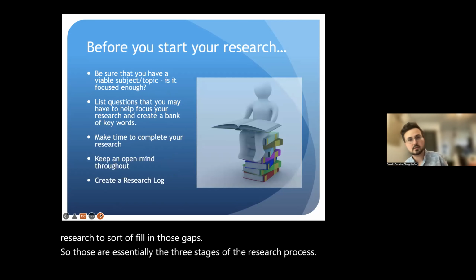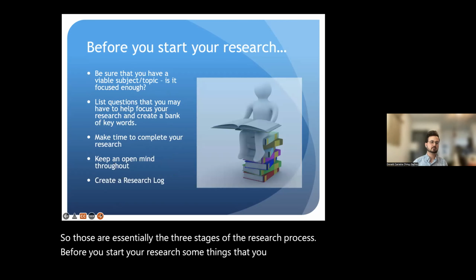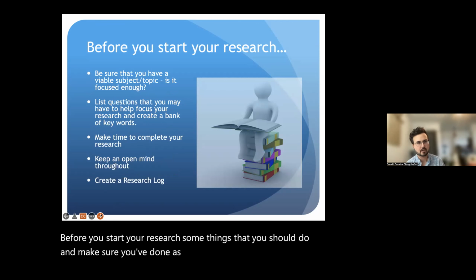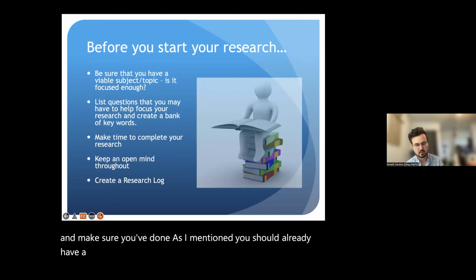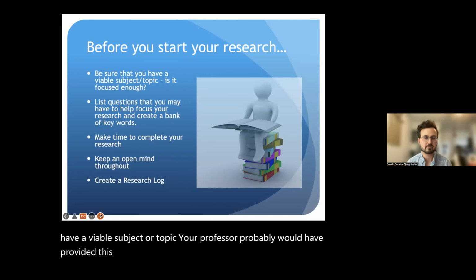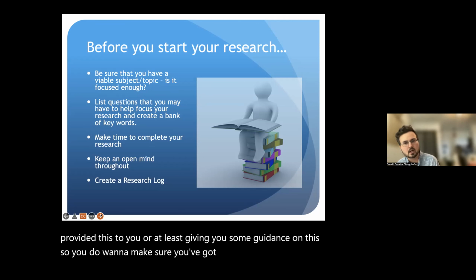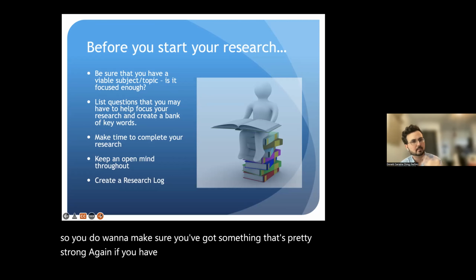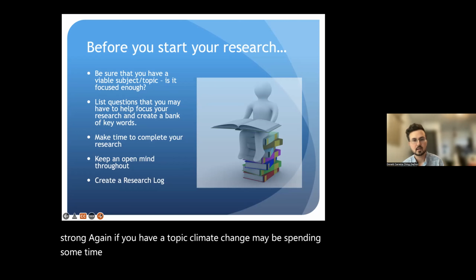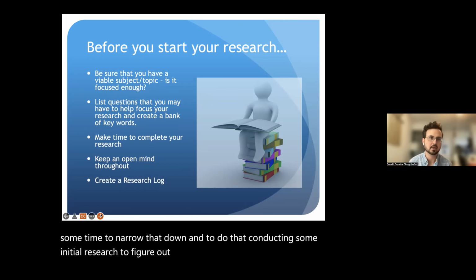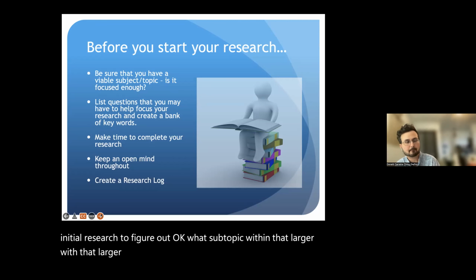Before you start your research, some things that you should do and make sure you've done, as I mentioned, you should already have a viable subject or topic. Your professor probably would have provided this to you, or at least given you some guidance on this. So you do want to make sure you've got something that's pretty strong. Again, if you have a topic like climate change, maybe spend some time to narrow that down, and to do that, conduct some initial research to figure out what subtopic within that larger topic you want to focus in on.